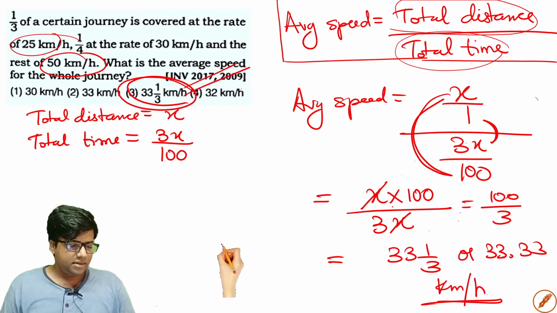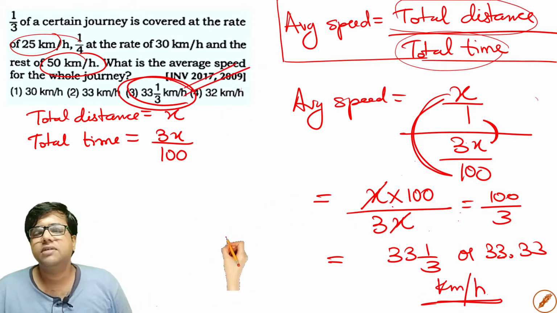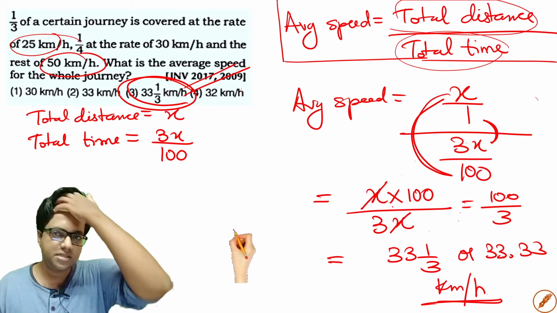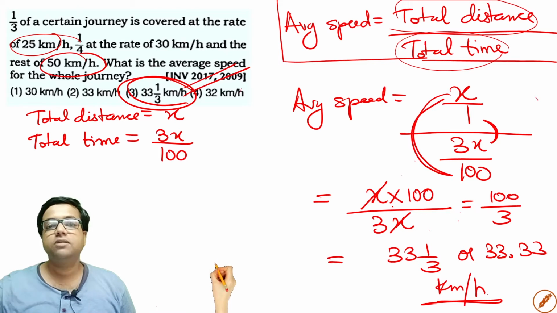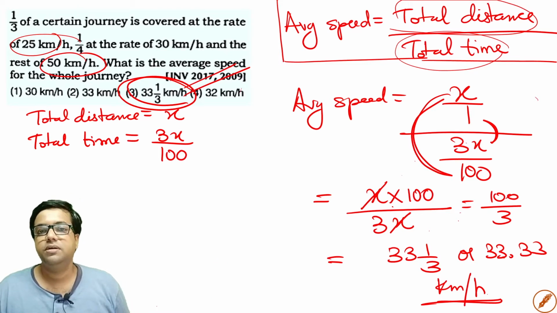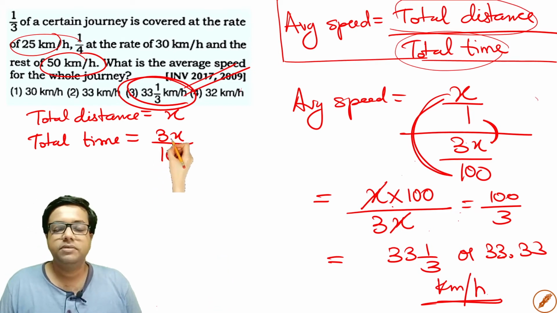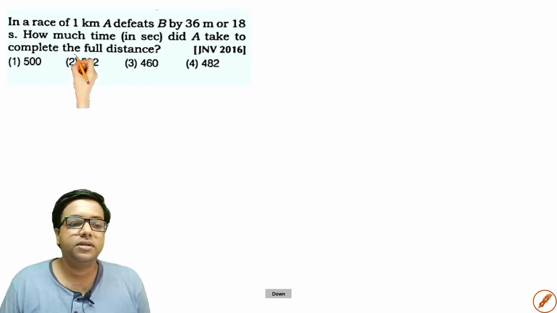I think it was quite a lengthy question. If such questions come in the examination, you just have to skip them. Go for the easier questions, complete them first, then come back to such average speed questions. So with this, let's move ahead to the next question.